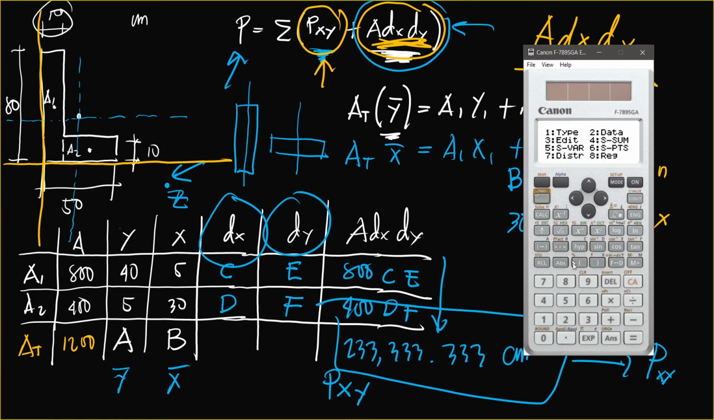Plus n times, is it dx or dy? Standard deviation of x or standard deviation of y? It's y, since it's with respect to the x-axis. So we use y, number 6, squared. Please don't forget the square. Okay? You press equal.